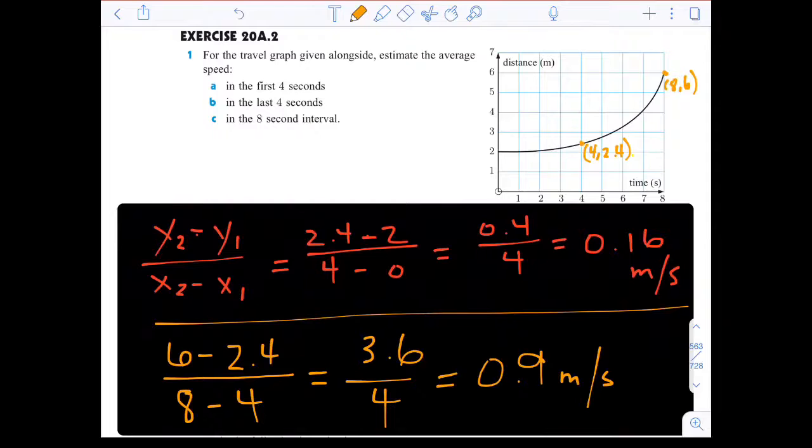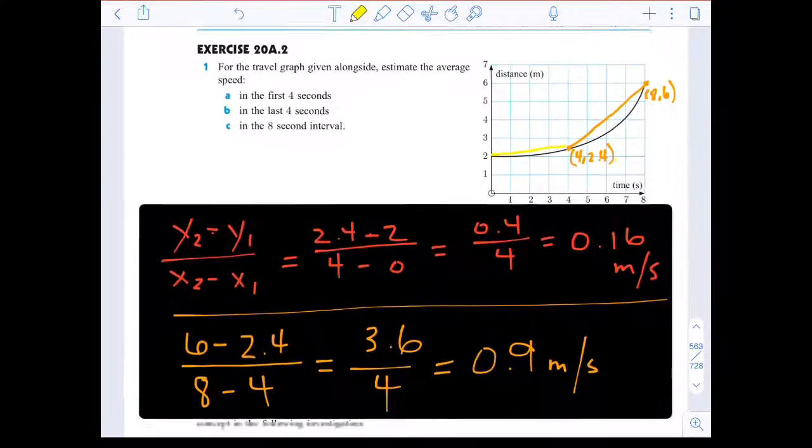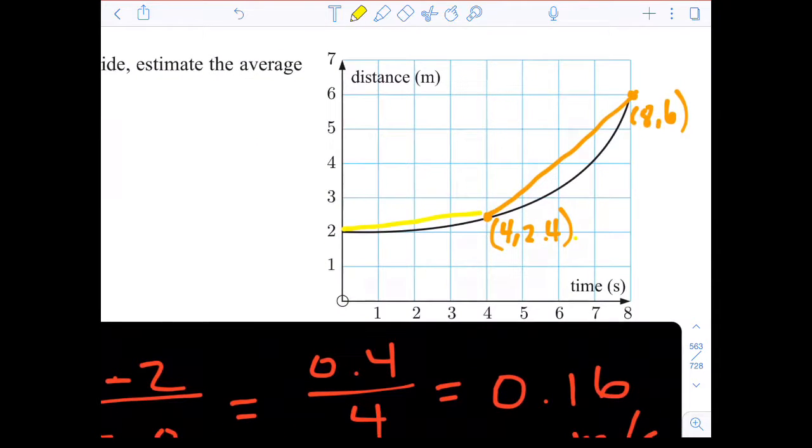So you'll probably see that if I compare these two together, the line that was created there was a lot more steep than the line that we had created between 0 to 4. And that shows that it should have a higher rate of change, a higher speed for that. Last one says, how about for the entire 8-second interval? So finally, that one would be a line that would just be from the start to the end. So from here to here.